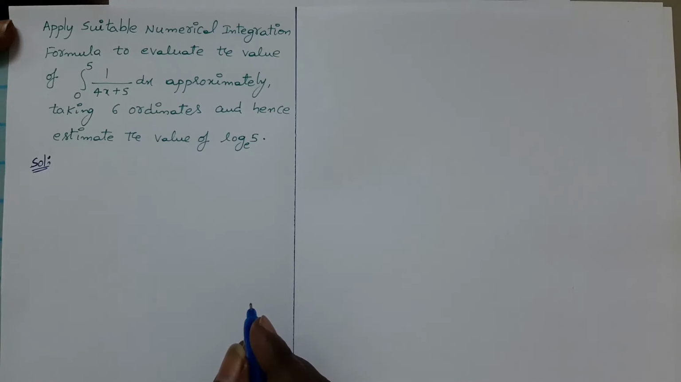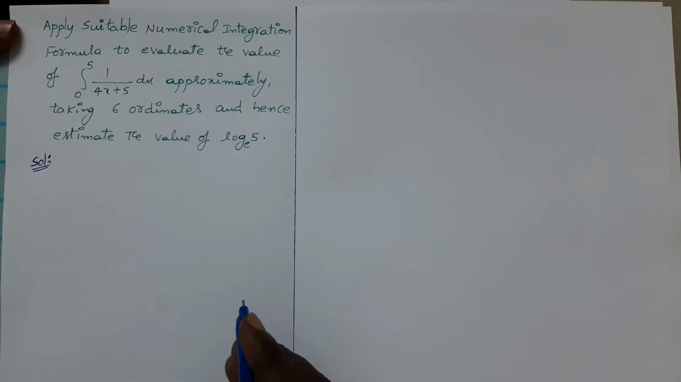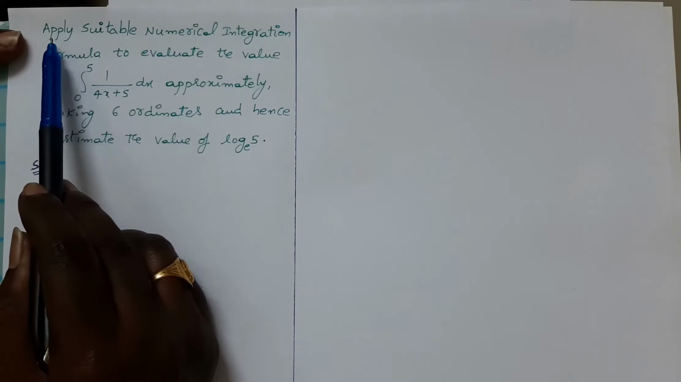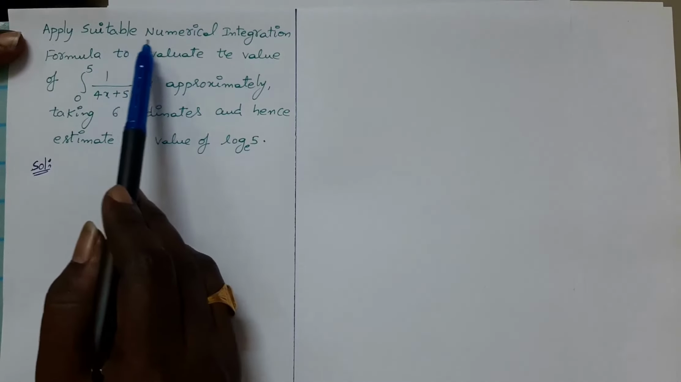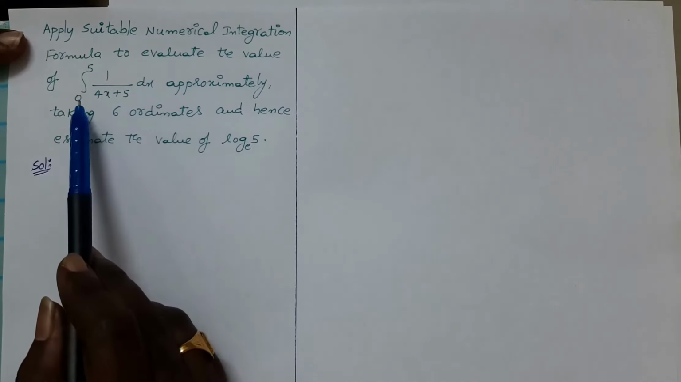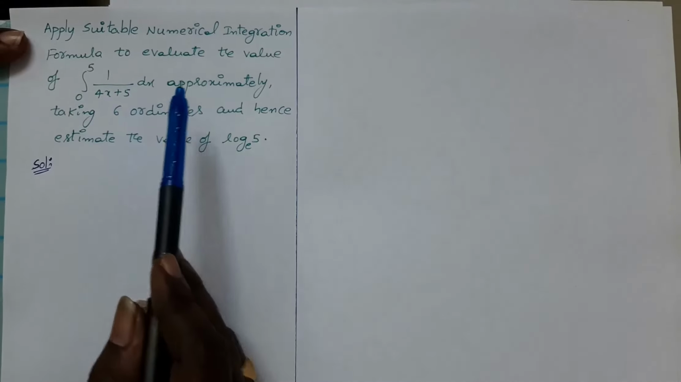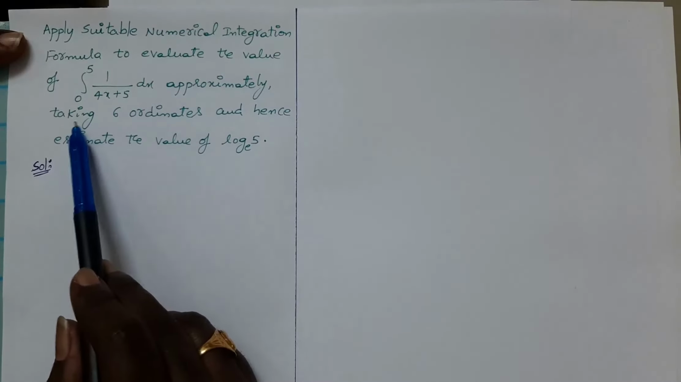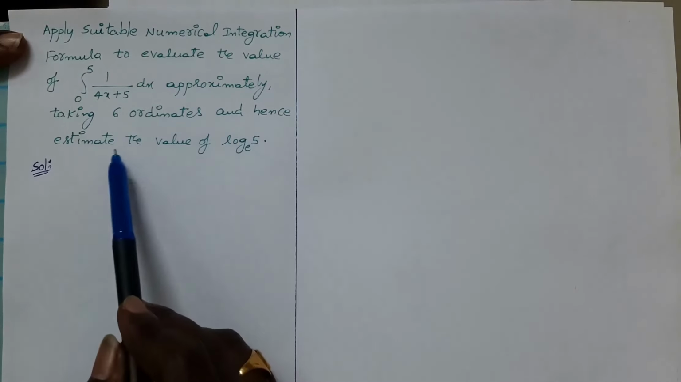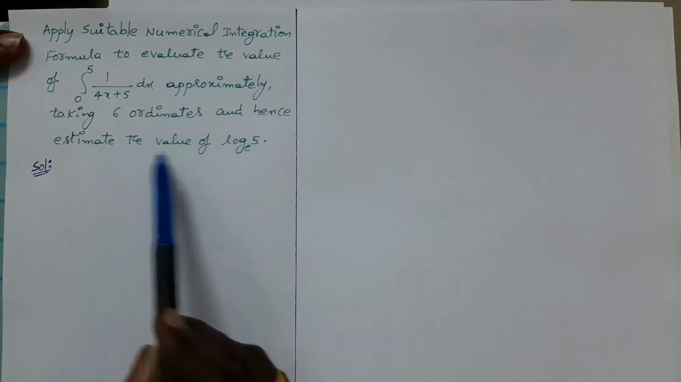In this video, I would like to give an example on trapezoidal rule. This is the statement of the given problem. Apply suitable numerical integration formula to evaluate the value of integral 0 to 5 of 1 by 4x plus 5 dx approximately by taking 6 ordinates and hence estimate the value of log 5 to the base e.